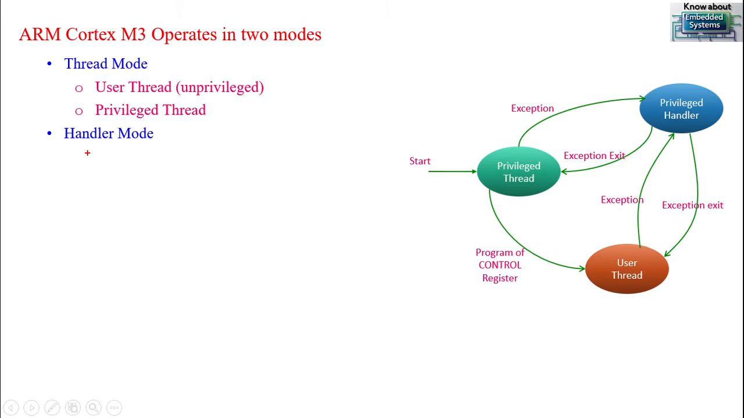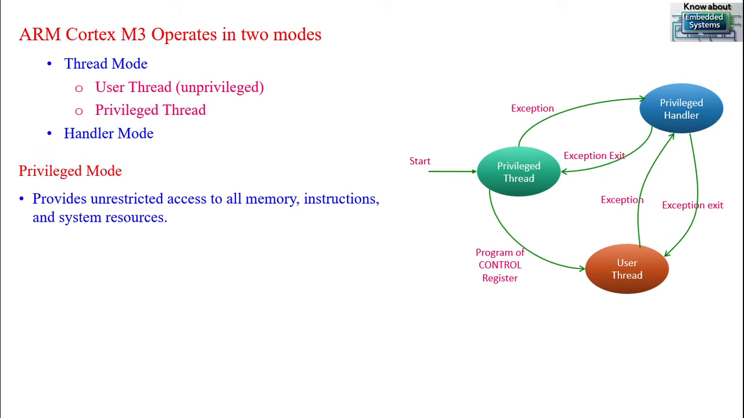Then we have a handler mode. What do you mean by handler? Handler means whenever there is an interrupt, whenever there is an exception, or whenever there is a hardware fault. Obviously, in that situation, the processor will enter into handler mode and it will execute some code, and later it will come back to thread mode, whether it is privileged or non-privileged. Like that, basically, there are two operating modes, thread mode and handler mode.